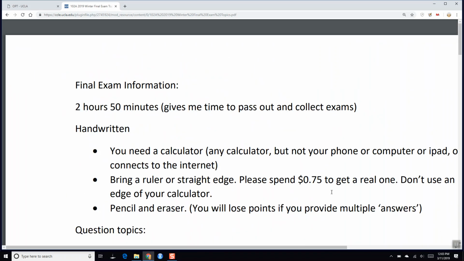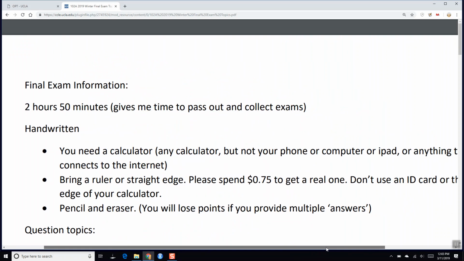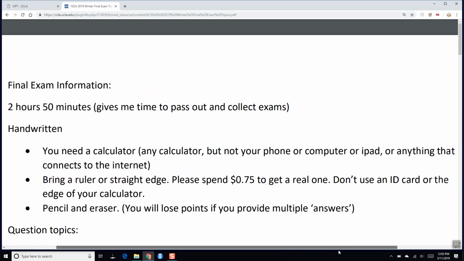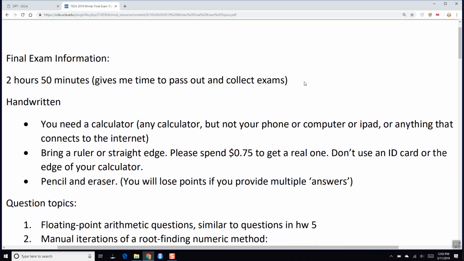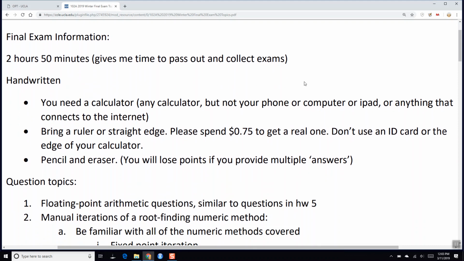All right, so let me see. Okay, I think this fits. All right, so the final exam is scheduled in this classroom at the time that the registrar's website says. I think for this one it's Thursday at 3. Okay. The exam's written for 2 hours and 50 minutes. That gives me a little bit of time to pass out the exams and collect them and all that.